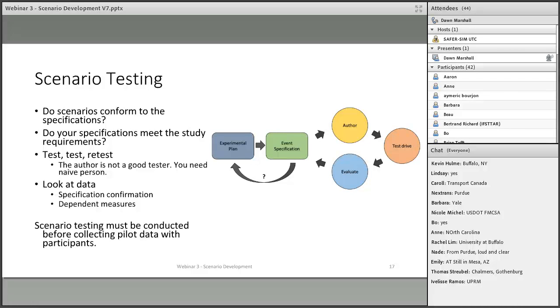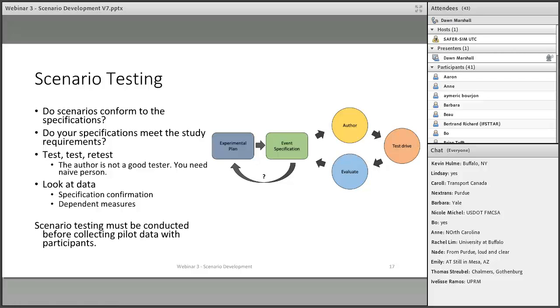Okay, and I also want to emphasize that this is a process that I'm talking about that is all before pilot data. This is internal testing is what I'm talking about. It seems like a huge process. And it is a process.